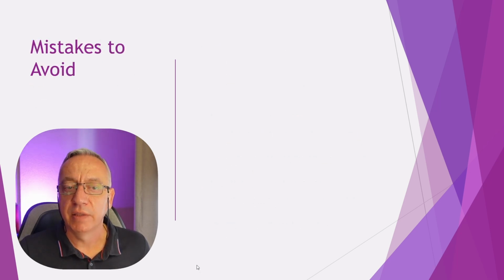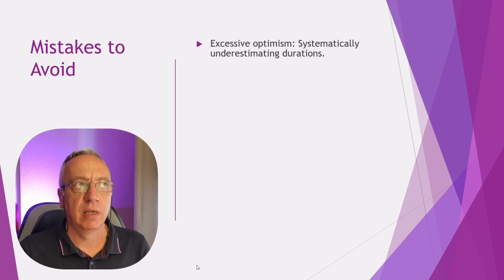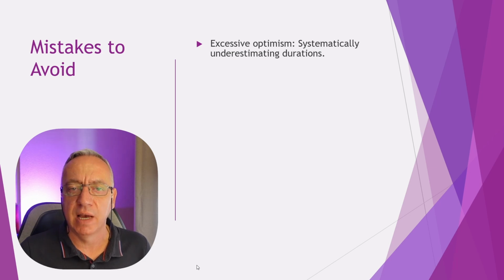So now, what are the common mistakes to avoid? Excessive optimism, systematically underestimating duration. This is something quite common. Everything can be done very quickly. We have the expertise, we have been there before, we know how to do it. It's often more complicated than that, and there are always some spanners thrown in the works.